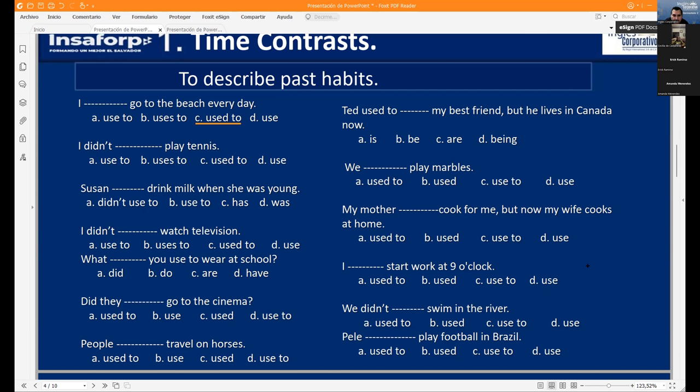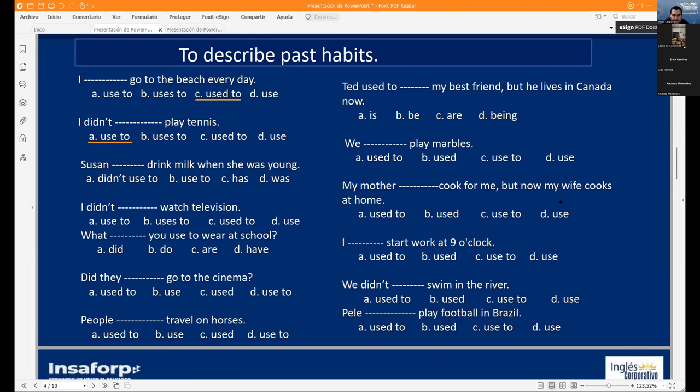Okay, what about the second? I didn't used to play tennis. Which one, A, B, C, or D? A. Correct. Yes, it's A. Someone might say, why A? We use the present because the auxiliary is taking the responsibility of tense. Didn't is past tense, so use. Didn't use to play tennis. Okay, the next one.